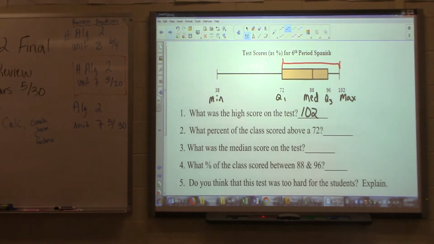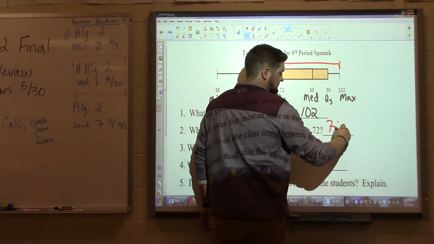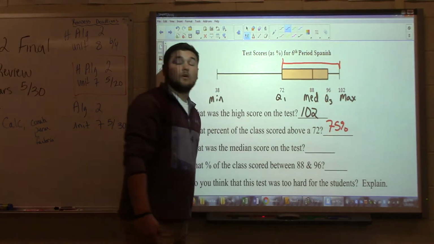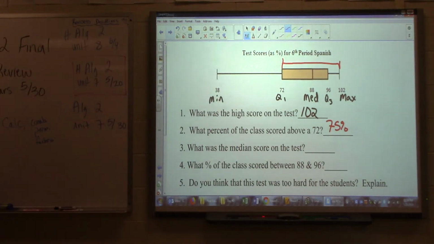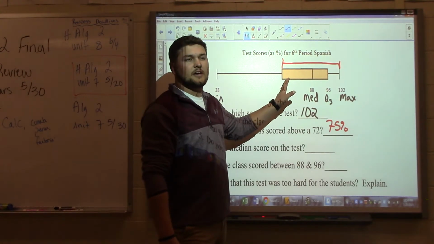75%. How do you know that, Mason says? Because the 72 is the lower quartile and it's the 25th percentile. Oh, yeah. So, okay, I'm going to change the wording a little bit. So, he knows that 72 is the lower quartile.